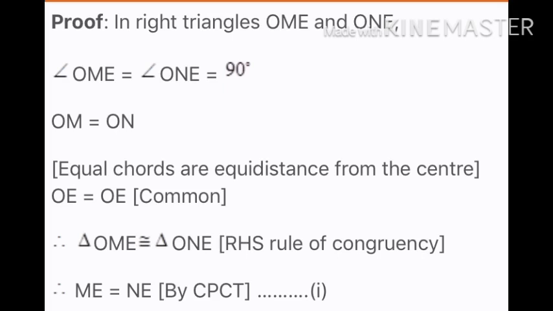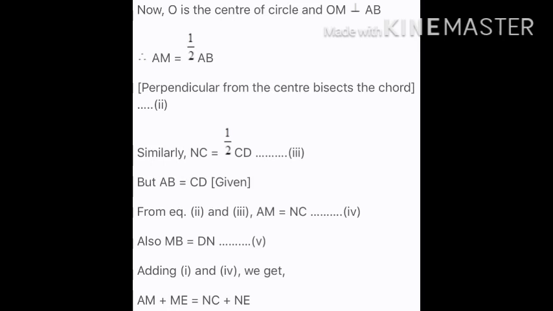Triangle OME is congruent to triangle ONE by RHS congruency rule. ME is equal to NE by CPCT. This is equation number 1. Now O is the center of the circle and OM is perpendicular to AB. Therefore, AM is equal to half of AB, since a perpendicular from the center bisects the chord. This is equation number 2. Similarly, NC is equal to half of CD. This is equation number 3.